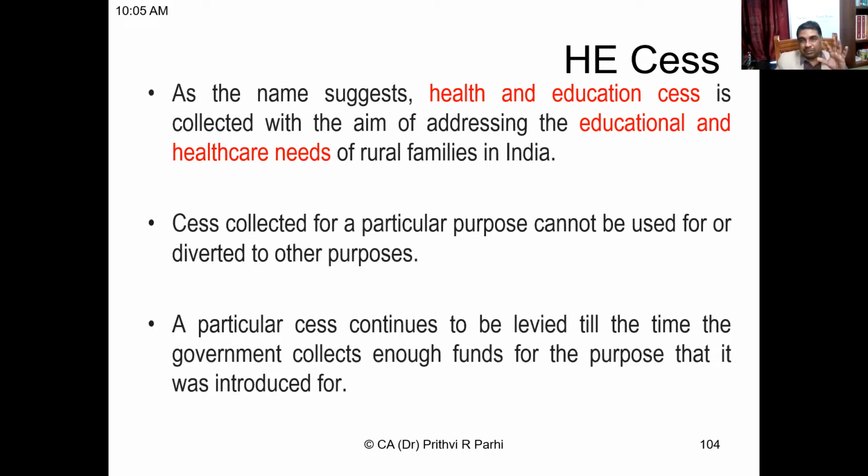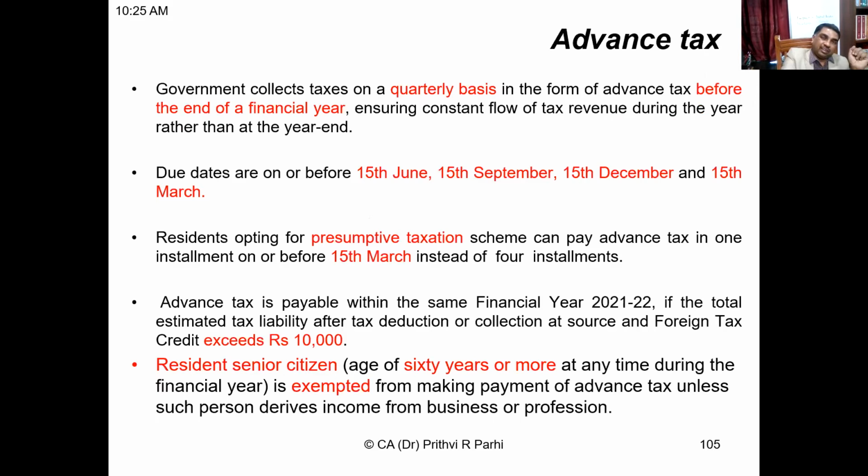And this money, this health and education cess, is collected for a specific purpose that the government cannot divert to other purposes. This money which is collected is earmarked exclusively for health and educational developments in rural areas. So a specific cess is collected by the government and it has to be spent for that purpose. Understood this thing? Yes, sir. Well, now one more concept.